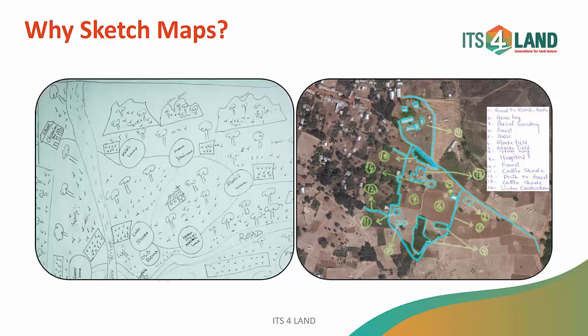Why sketch maps? While aerial images provide us with good spatial information, there is land tenure information that is not visible on aerial images and that cannot be detected remotely. For example, non-spatial information such as usage rights, restrictions, responsibilities, and the unofficial agreements on land use among locals can only be detected with the help of locals.